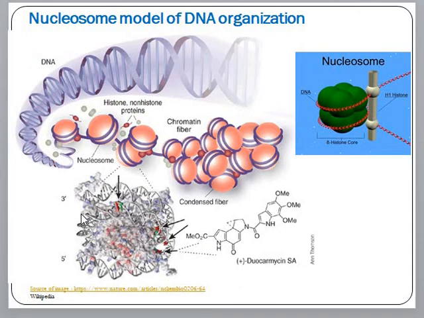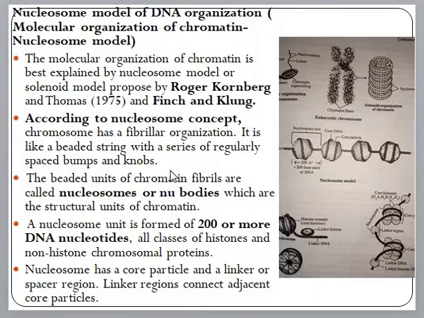Lastly, how chromatin or DNA is organized within a chromosome. If you see this diagram, DNA initially undergoes coiling with histone molecules, thereby forming a structure called a nucleosome, and then this nucleosome will be repacked within a chromosome. So let's see what are the features of this nucleosome model.